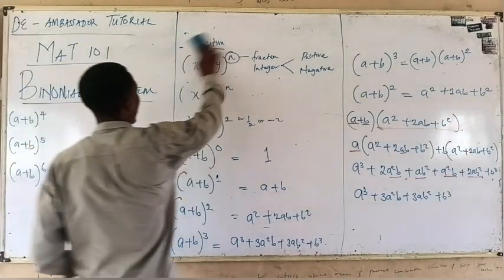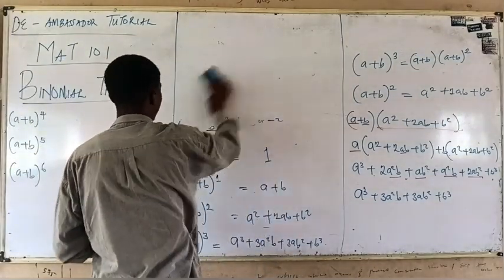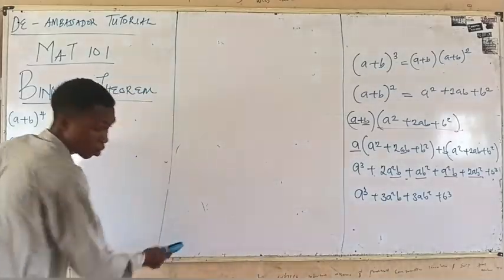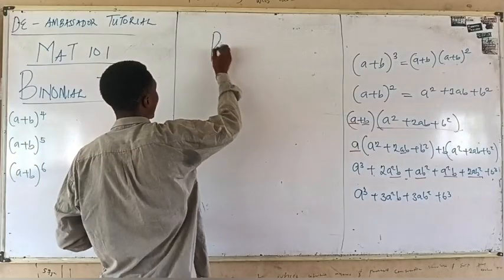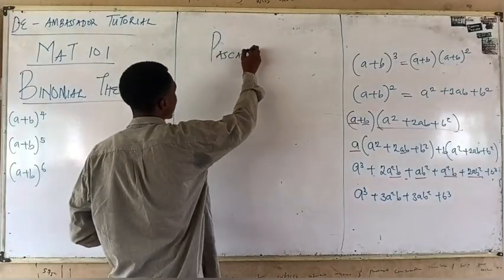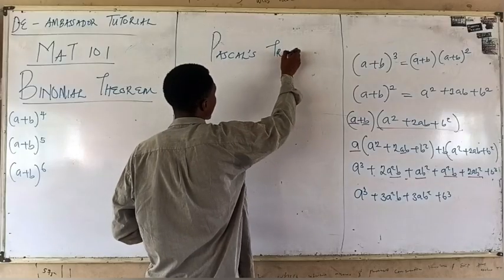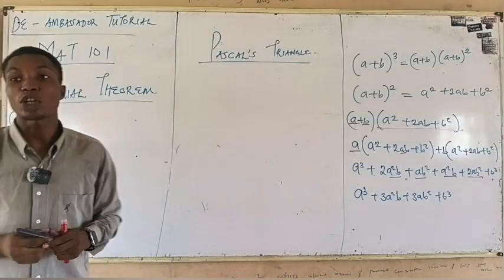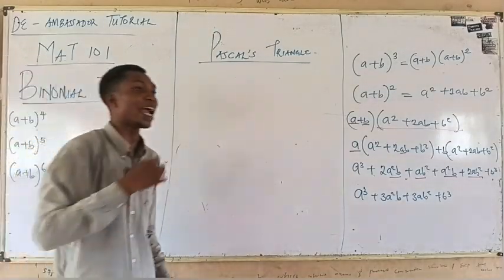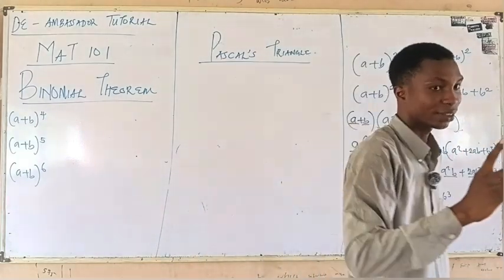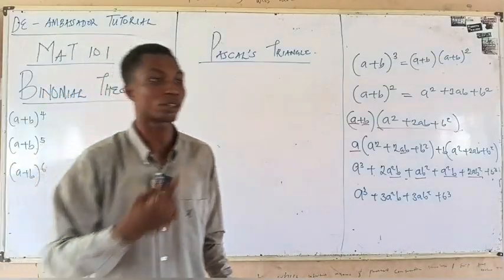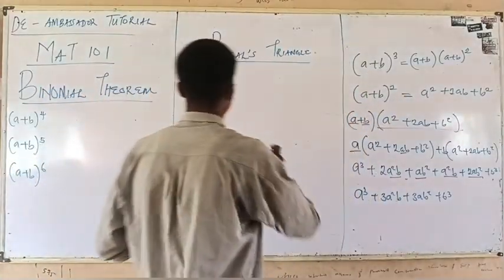So let's see it. That's why we have what we call Pascal's triangle. Everybody write Pascal's triangle. Now, what does Pascal's triangle say? Every row will always start with 1, and every row will always end with 1. Again, every row starts with what, and ends with what? So that means I can have 1.